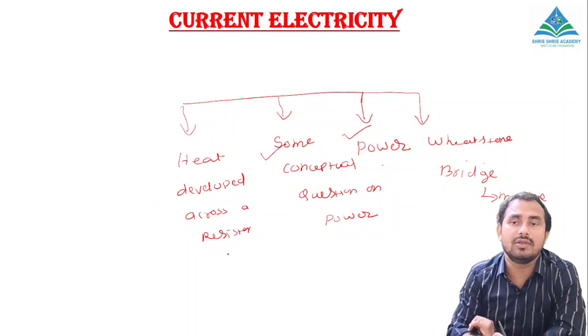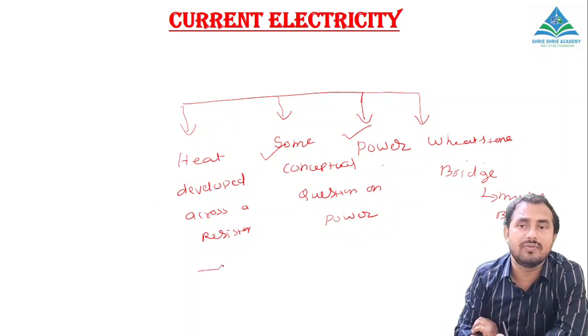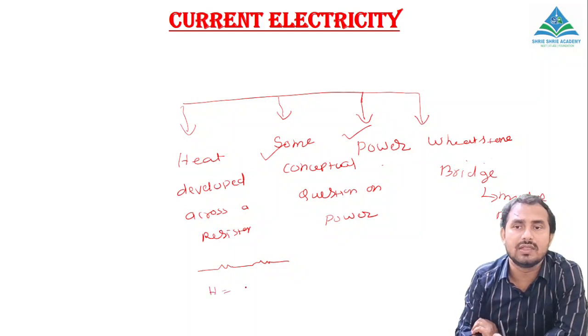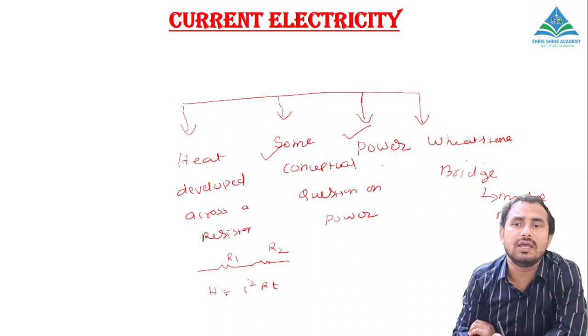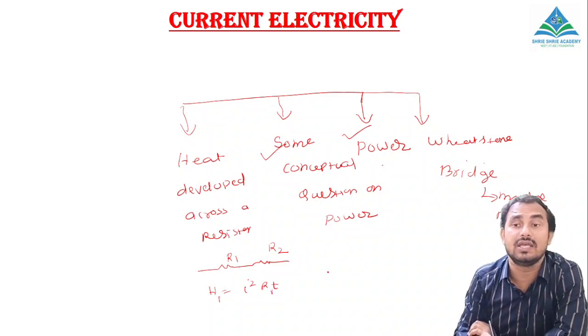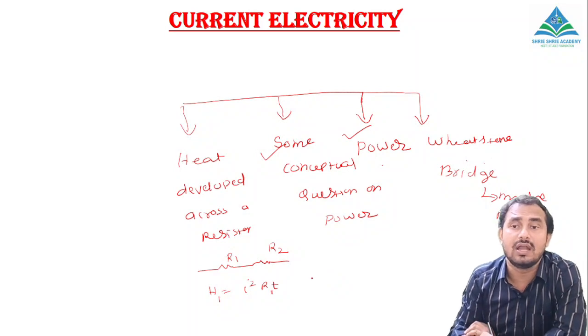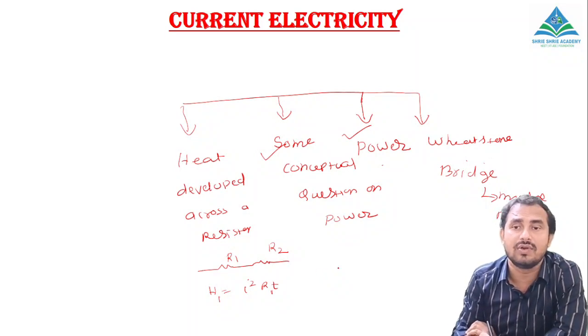Heat developed: you know that in series connection, if you have connected two resistors, then the heat developed formula is equal to I square RT. If one has resistance R1 and the other R2, then heat across the first one you can write as I square R1 T in series connection. And similarly, heat developed across the second resistor you can write as I square R2 into T, right?